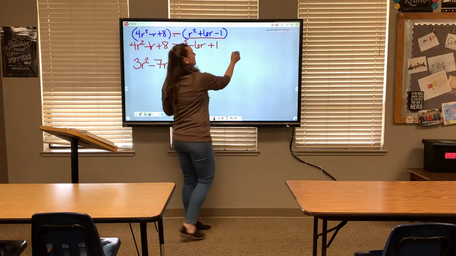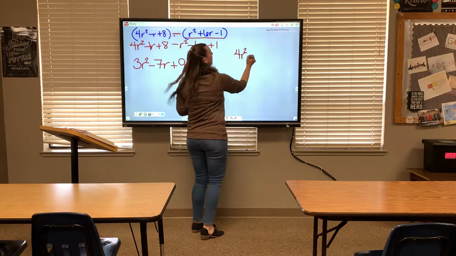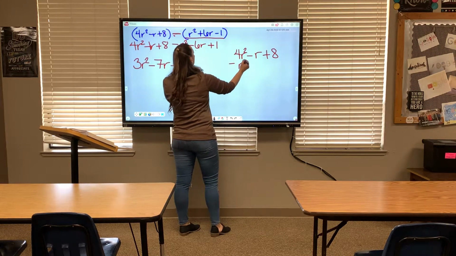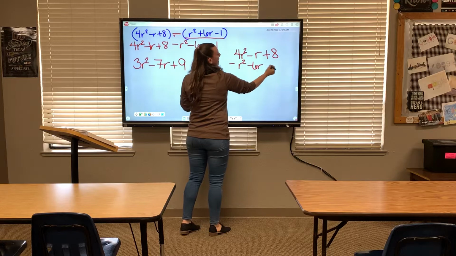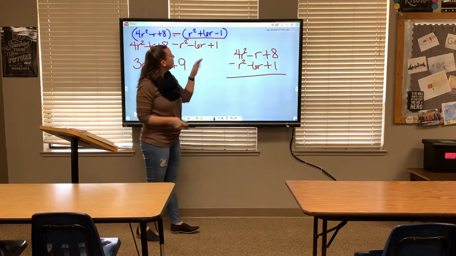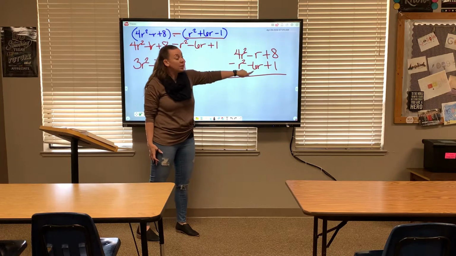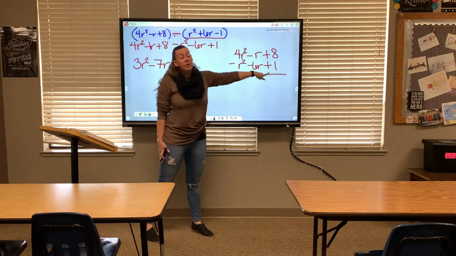So let's go ahead and we'll stack this. So 4r squared minus r plus 8. And then I stack it. I have a minus r squared minus 6r plus 1. We've already changed the symbols. I want to double check. If this was a positive, it should be a negative here. Positive here, it should be a negative there. If it's a negative, it should be a positive.